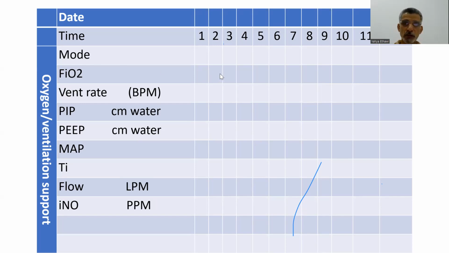And here we mention FiO2. FiO2 is the abbreviation of fraction of inspired oxygen, which is the amount or the percentage of oxygen that we give. And we can write it in percent, 21%, 30%. Okay, we also write the ventilation rate. For the ventilation rate, we have beats per minute. So how many cycles per minute?